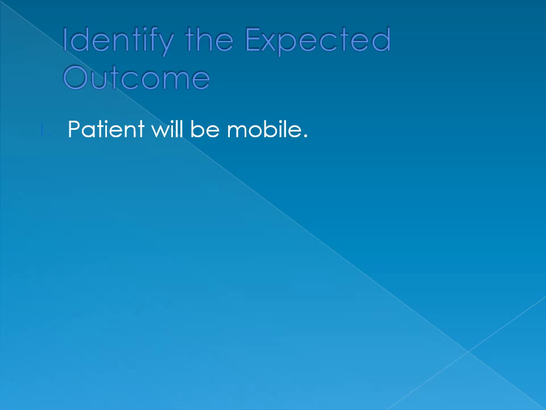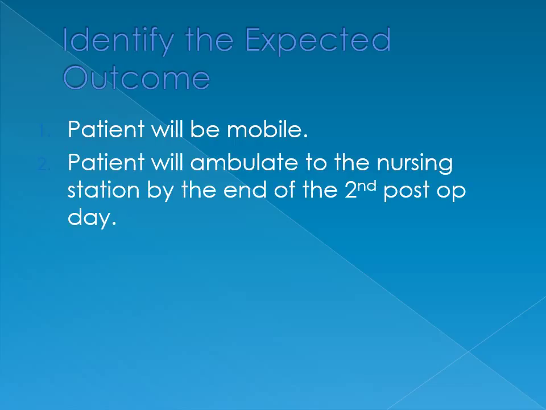So let's go to the next one. Patient will ambulate to the nursing station by the end of second post-op day. It starts with patient will. It is clear they're ambulating to the nursing station. That's very clear, and there is a time frame. We don't know if this is realistic. We don't know what the nursing diagnosis is, but we're going to assume that it is correct and that it is appropriate.